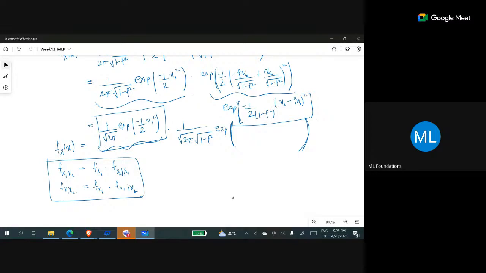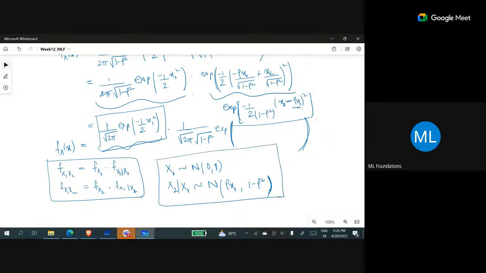So from here what we're getting is x1 is a normal distribution with mean 0 and variance 1. And this is x2 given x1. This is for x2, right? This again looks like a normal distribution, but this is for x2 if x1 is given. So this also looks like a normal distribution with mean rho x1 and variance 1 minus rho squared. So you can split it as f_X1 times f_X2 given x1. So given the joint distribution, you can also find the marginal and the conditional.